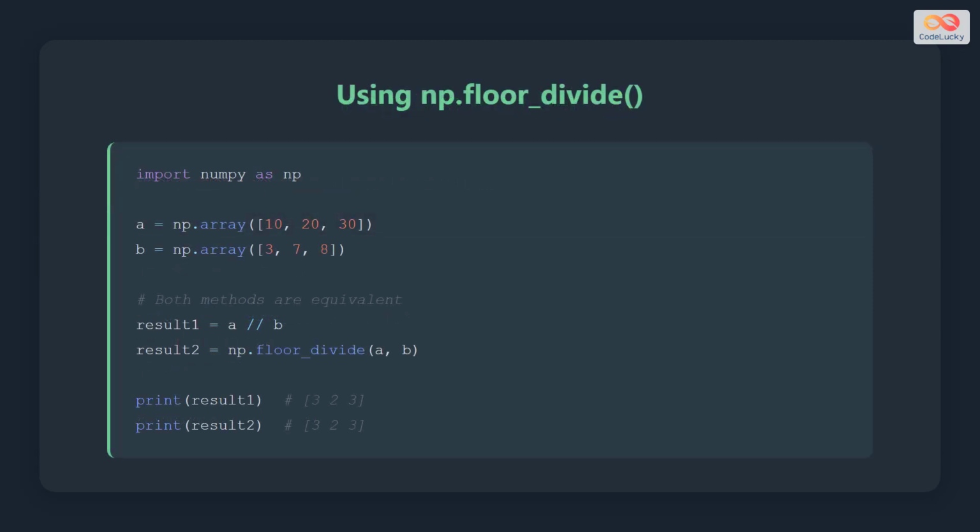NumPy provides an alternative function called np.floor_divide that produces identical results to the double forward slash operator. Both methods are completely equivalent. You can use whichever syntax you prefer. In this example, result 1 uses the operator syntax, while result 2 uses the function syntax. Both produce the same output, 3, 2, 3. The function form can be useful when passing operations as arguments to other functions.